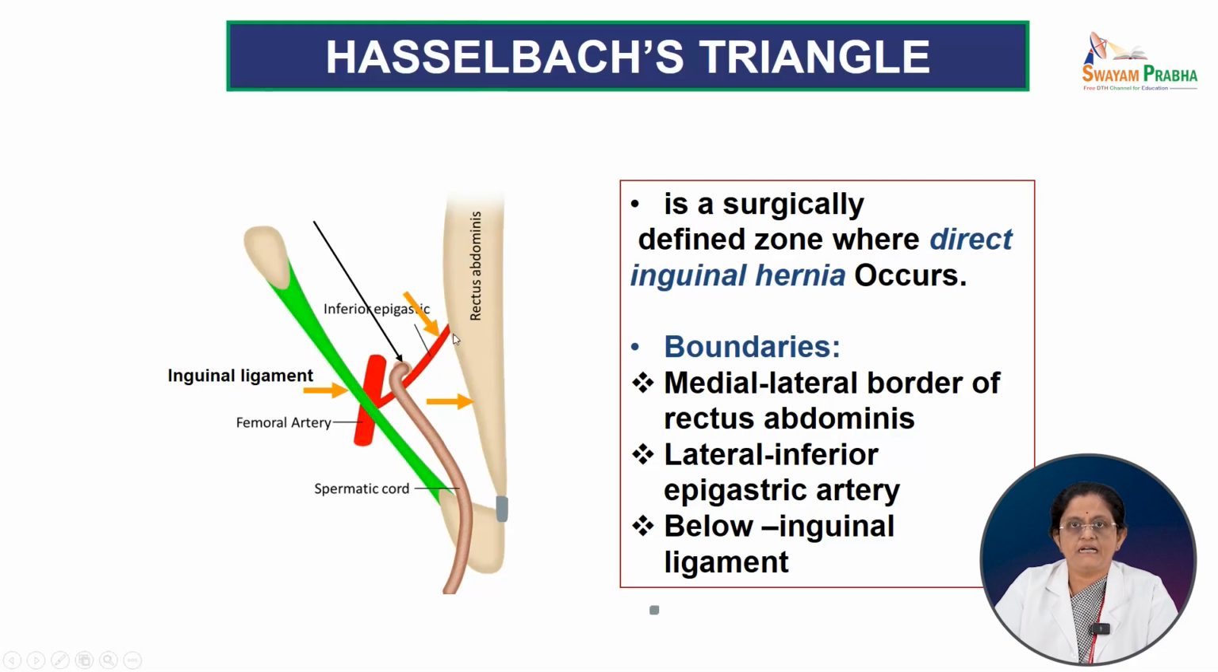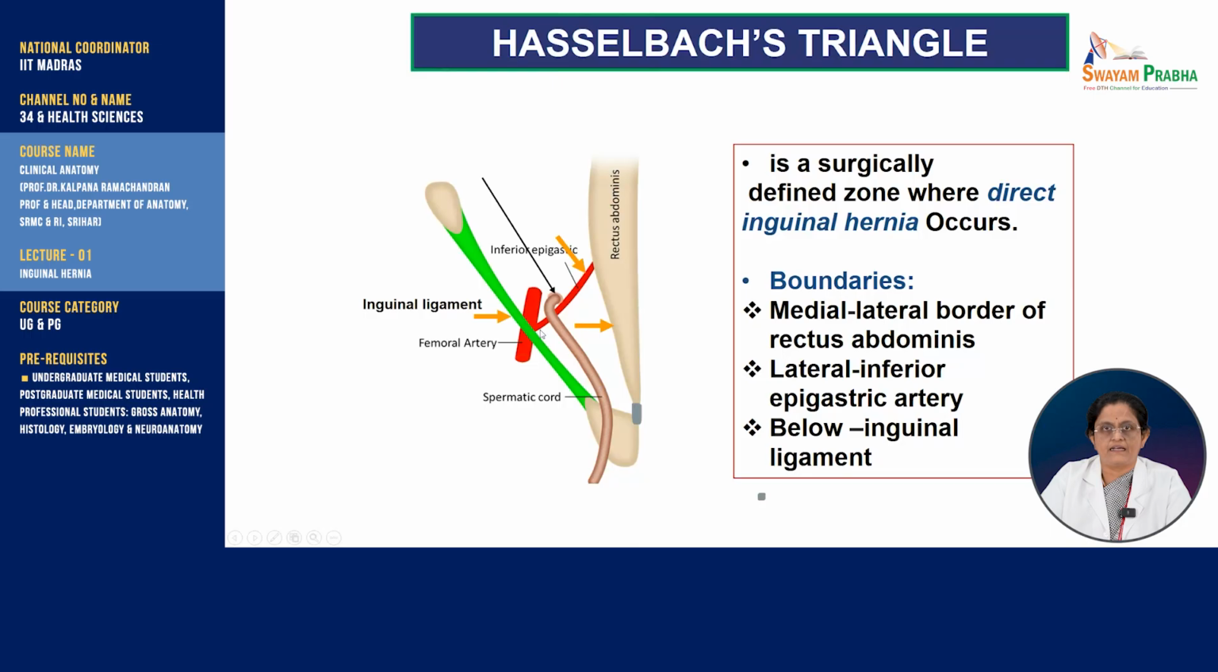So, this Hasselbalch's triangle is bounded medially by, this is medial and this side is lateral, medially by the lateral border of rectus abdominis, laterally by the inferior epigastric artery and below is the inguinal ligament. So, this triangle through which direct hernia occurs is called Hasselbalch's triangle.